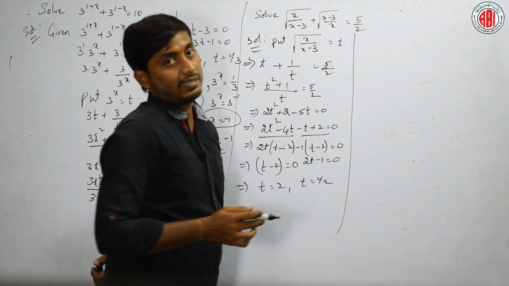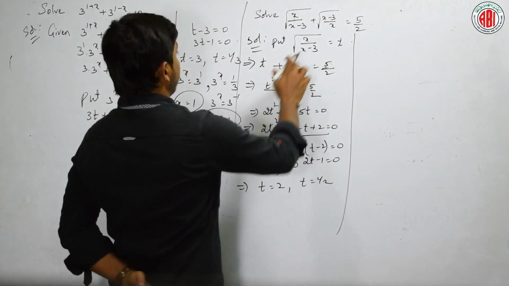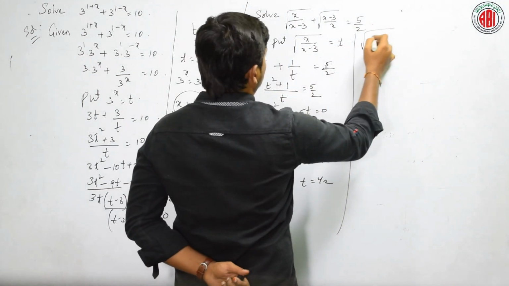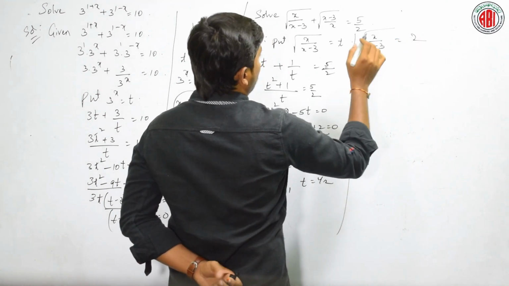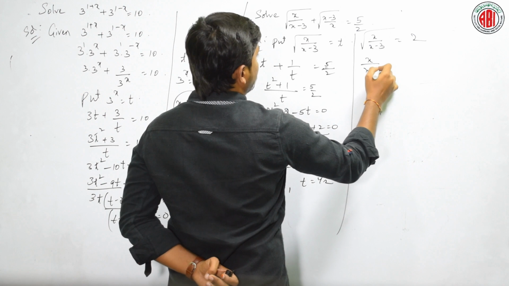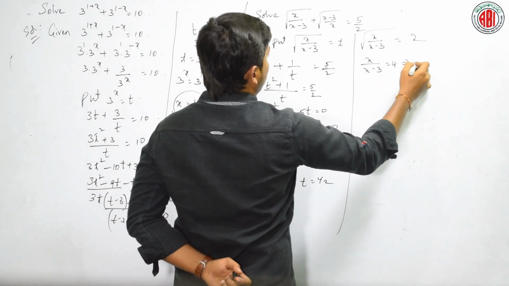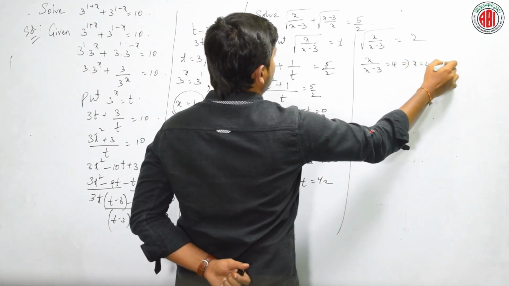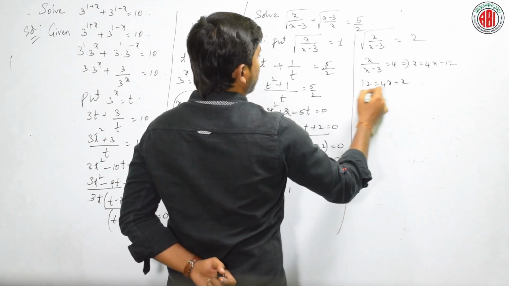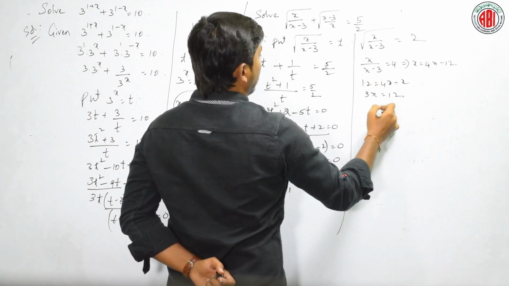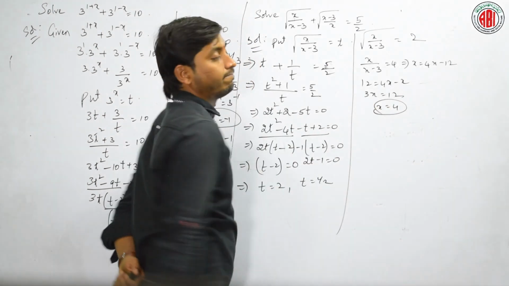Again we got two cases. What is t? This term. Let us put the first case, root x by x minus 3 is equal to 2. Squaring, x by x minus 3 is equal to 4. If I cross multiply, I will get x is equal to 4x minus 12. So 12 is equal to 4x minus x. 3x is 12, x is 4.